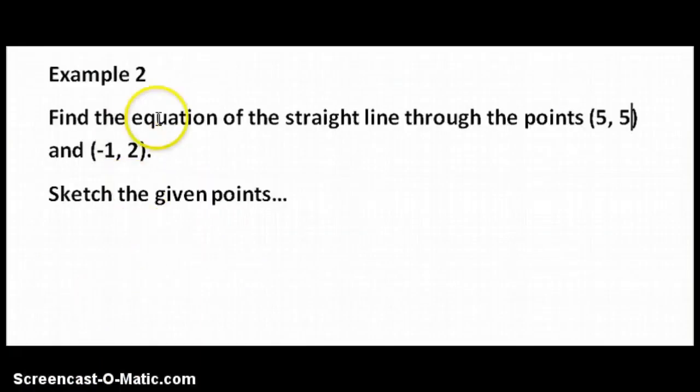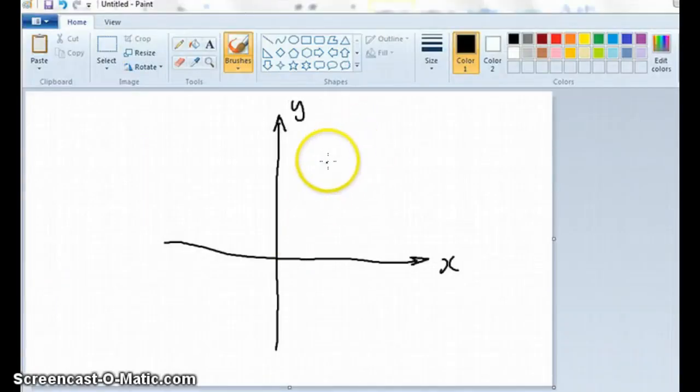Okay, let's go again. Example 2. Find the equation of a straight line that goes through the points (5, 5) and (-1, 2). Sketch the given points. Alright, I'm going to do that again. So one of our points is (5, 5). So I'll just try and roughly do it. 1, 2, 3, 4, 5, 1, 2, 3, 4, 5. Well, not real good, but anyway. So that's (5, 5).